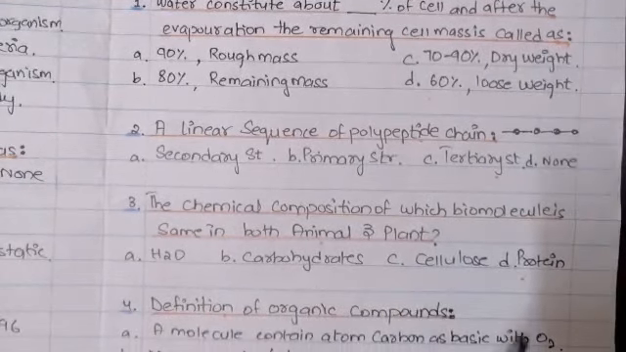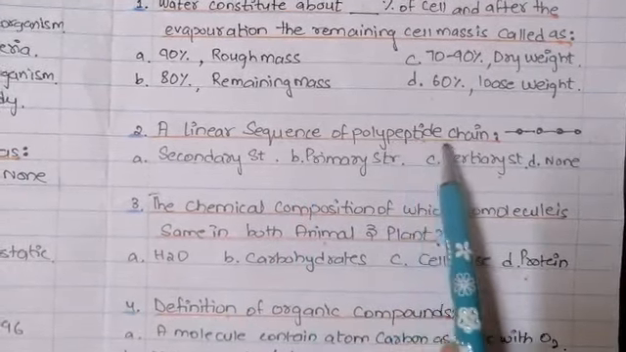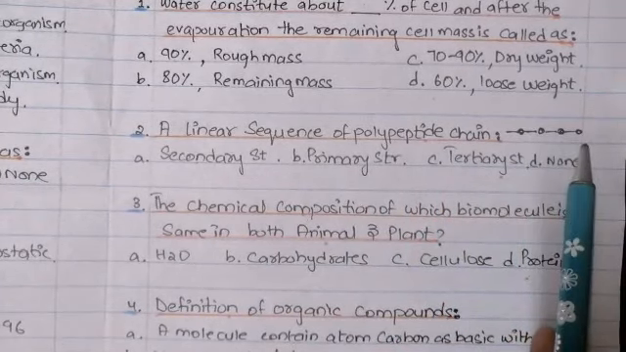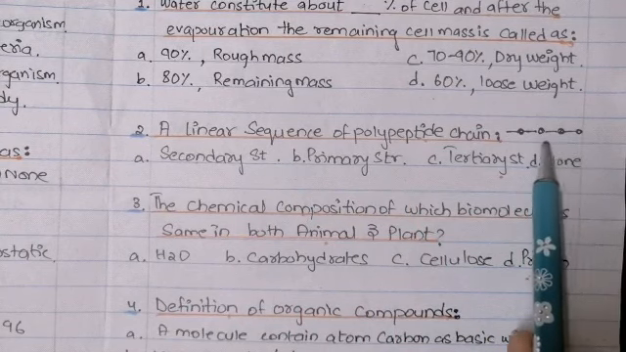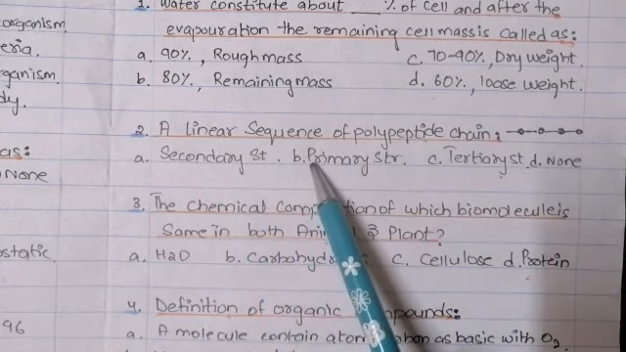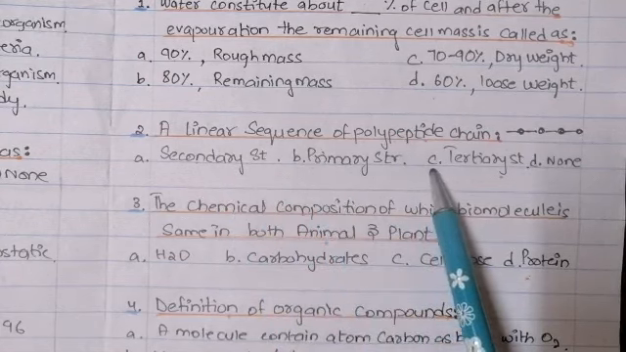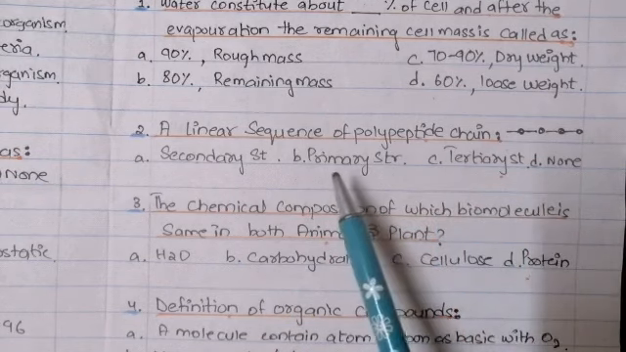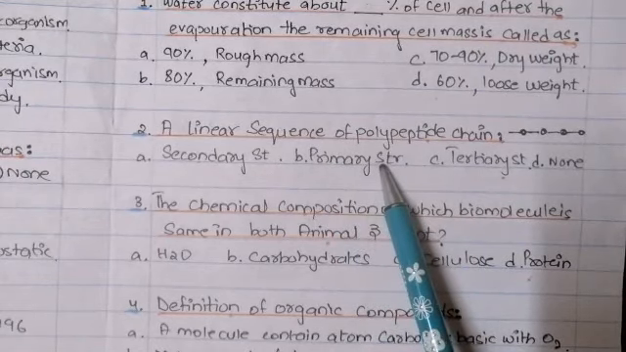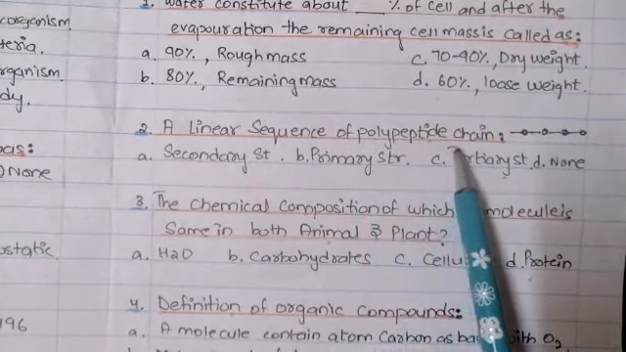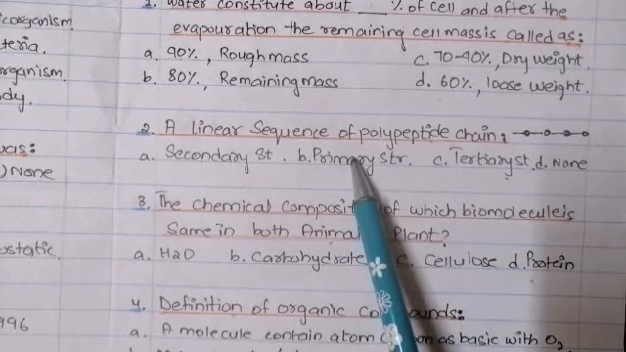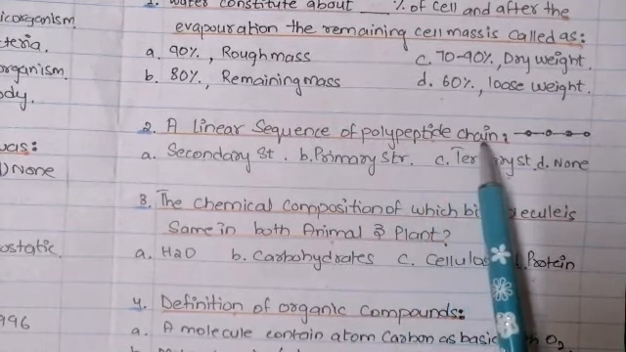The second MCQ says the linear sequence of the polypeptide chain, in which the amino acids are arranged in a linear manner, is called: A, secondary structure; B, primary structure; C, tertiary structure; D, none of the above. The answer for this question is B, the primary structure of protein contains the linear sequence of polypeptide chains. You should remember this point, that the primary structure is formed from the linear sequence of the polypeptide chain.